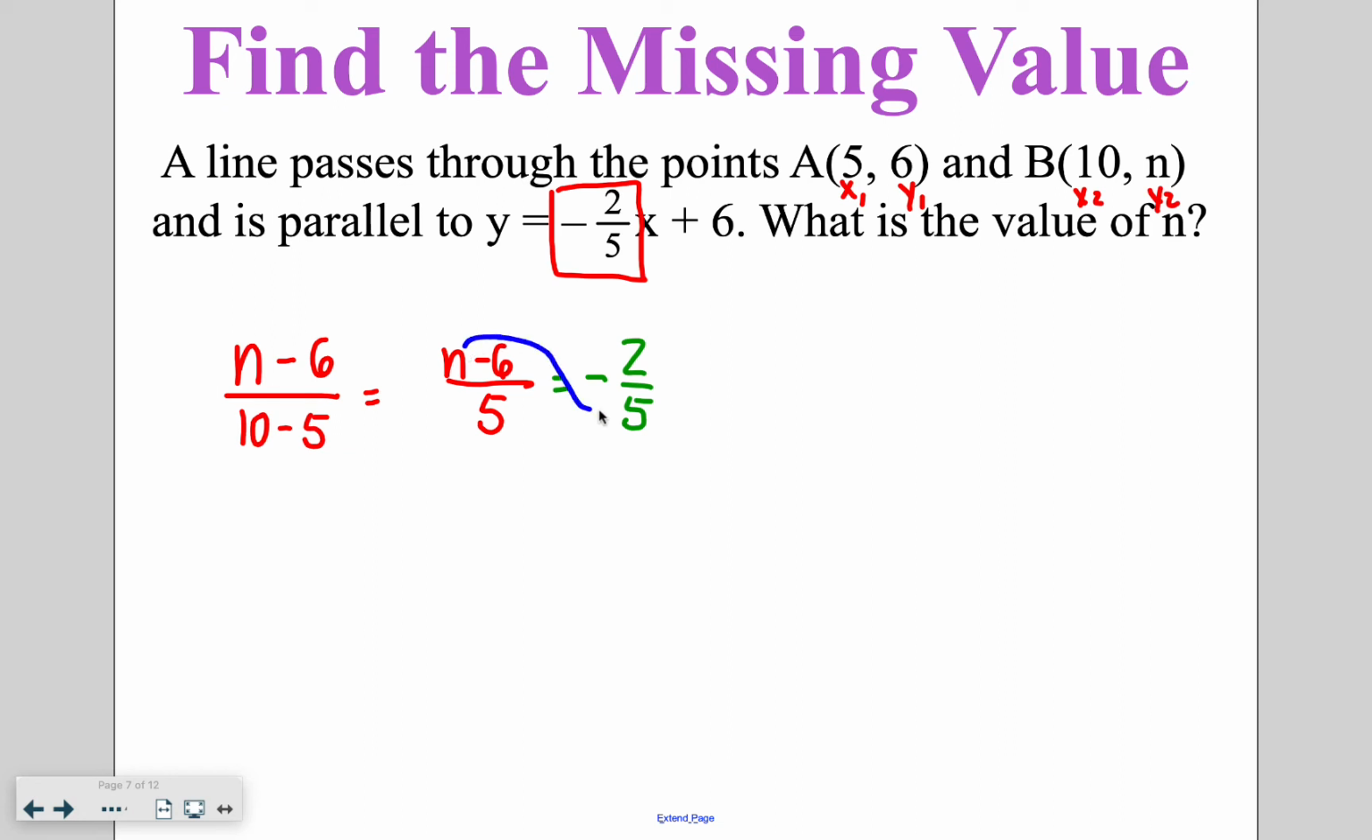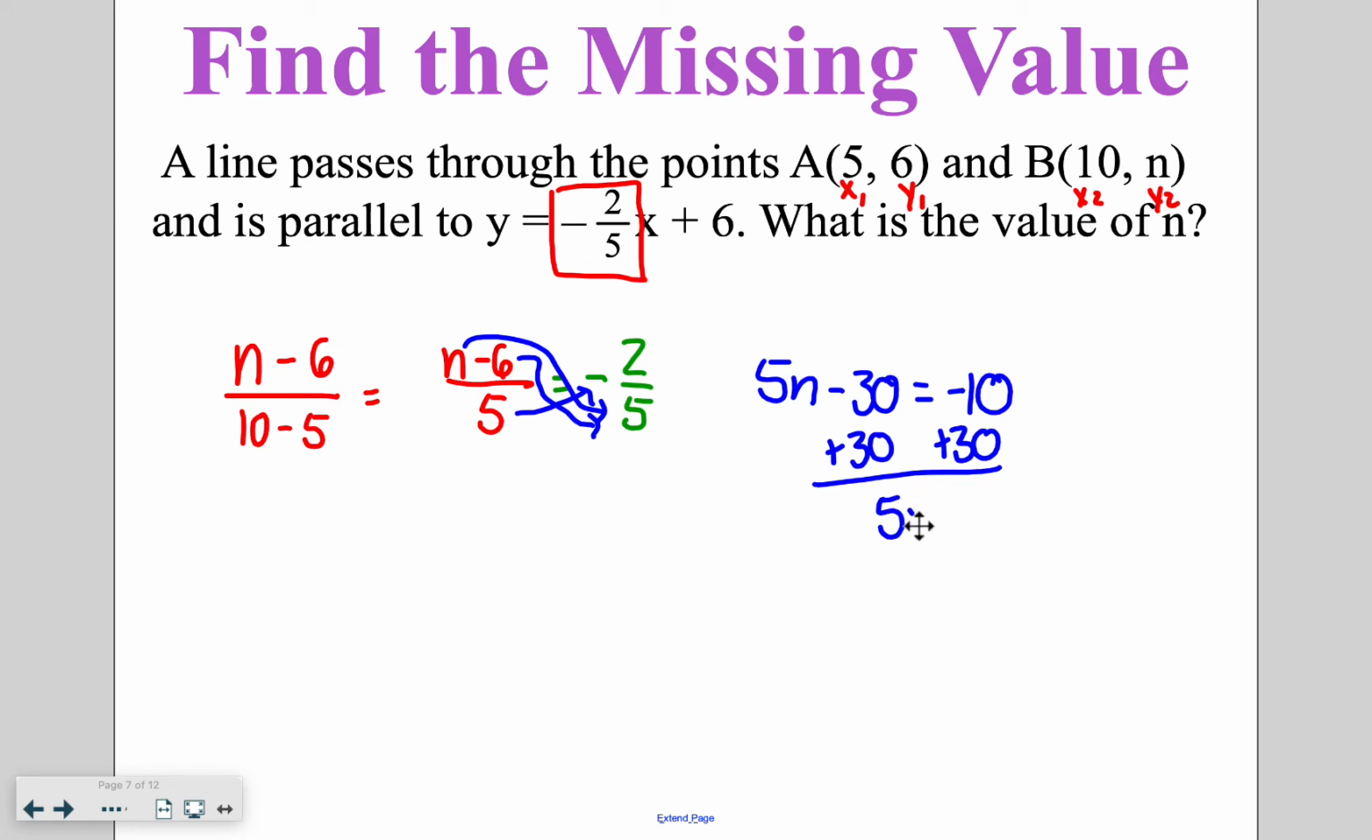So I have n times 5, which is 5n. I have negative 6 times 5, which is negative 30. And then I switch to the other direction, and I have 5 times negative 2, which is negative 10. In order to keep solving, I'm going to add 30 to both sides of this equation, and that gives me 5n is equal to 20. And I'm going to finish by dividing by 5 on both sides, and that is going to give me n, not m, n is equal to 4.